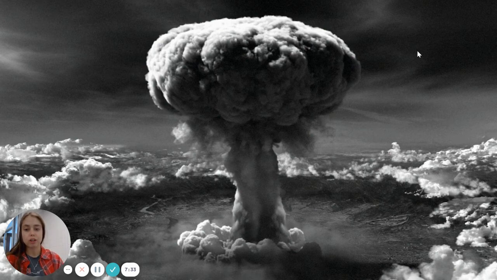This is a picture of an atomic bomb explosion. When an atomic bomb detonates, there's this massive mushroom cloud. You've probably seen this picture or pictures like this before. And this mushroom cloud goes so high, it goes above the plane that dropped the bomb.